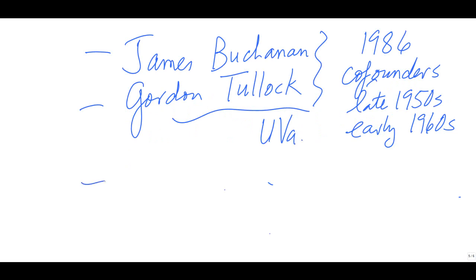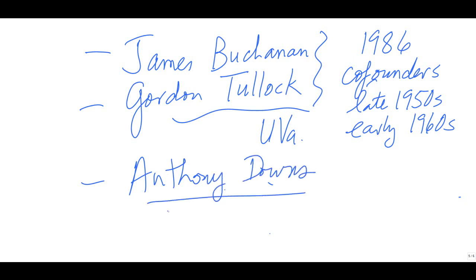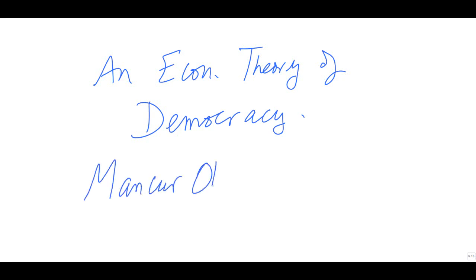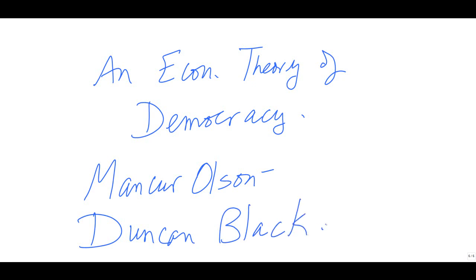Another economist, and one that we'll be reading this semester in public choice, is Anthony Downs. He had a very famous book, the first book in public choice theory, An Economic Theory of Democracy. And we'll be reading parts of that in Econ 411. Another name here is Mancur Olson, who wrote a couple of books that are very famous in public choice theory, and also Duncan Black. Those are some of the big names in public choice.